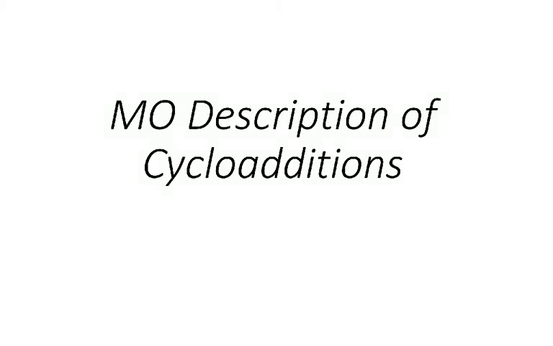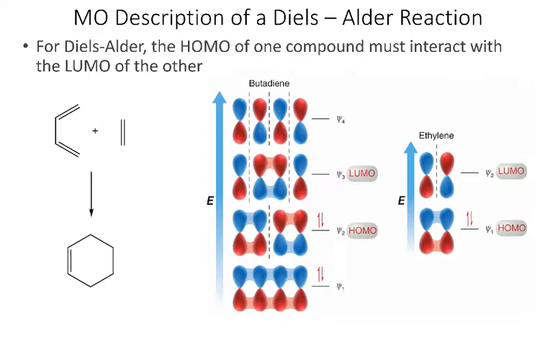All right, in this video, we're going to look at molecular orbital descriptions of cycloadditions. Now, Diels-Alder reactions are, of course, examples of cycloadditions, so we're really continuing our discussion of Diels-Alder reactions. Okay, so let's consider the molecular orbital description of a Diels-Alder reaction.